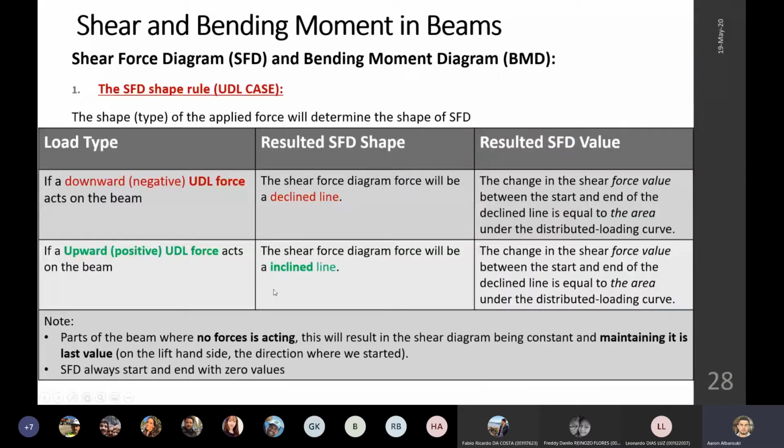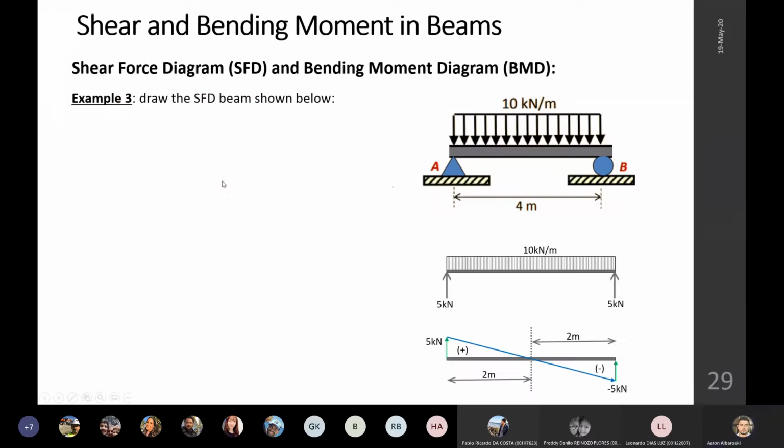Now for the UDL, the uniformly distributed load. We learned that for a uniformly distributed load, everything is exactly the same. The only difference is the shape of the shear force diagram, which will be different. If I have a uniformly distributed load like this, that's the free body diagram. Step one, we always need to calculate our reactions.